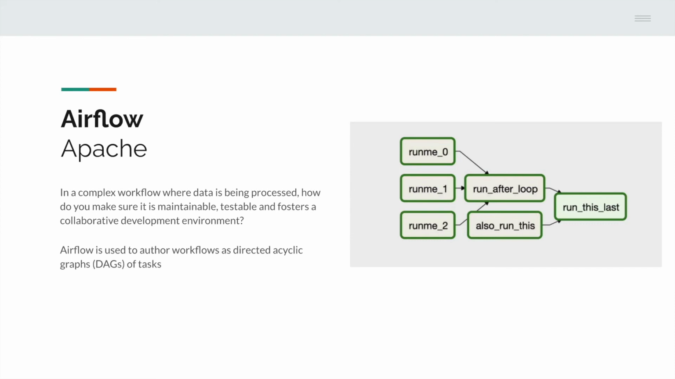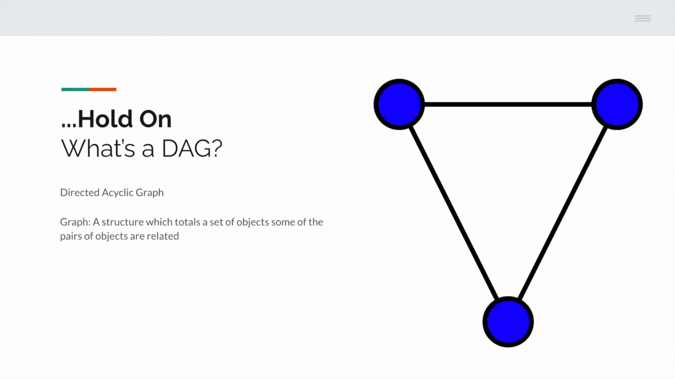You might be wondering though, what's a DAG? It's a good question. So DAGs are directed acyclic graphs, and let's break this down. A graph mathematically is just a structure which contains a set of objects, and some of the pairs of objects are related. On the right hand side here, I have a very simple graph. I have 3 points and 3 lines. The lines are known as edges, and the blue dots, the points, are known as vertices.